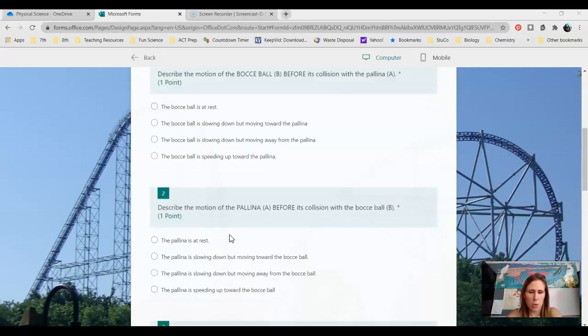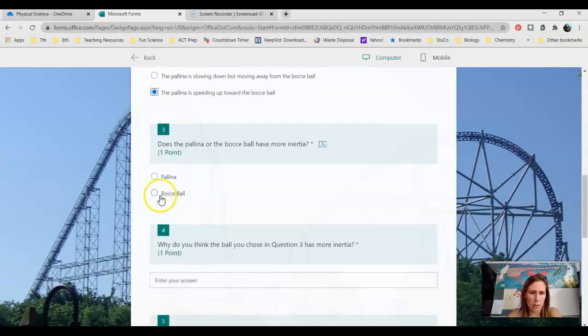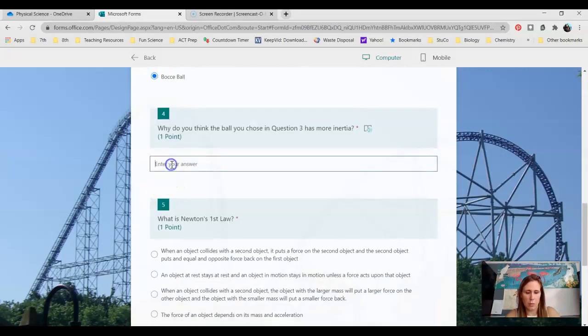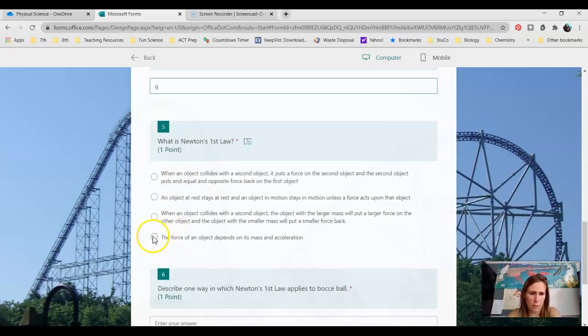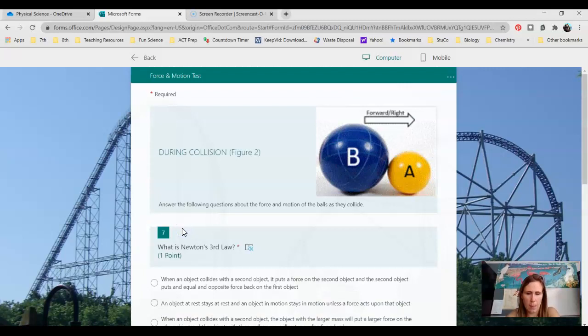In order for me to show you the next sections, I just have to go put some answers in. They're not necessarily the right answers, so please don't just go through and do what I do. I just need to go to the next section, so I'm going to hit next.